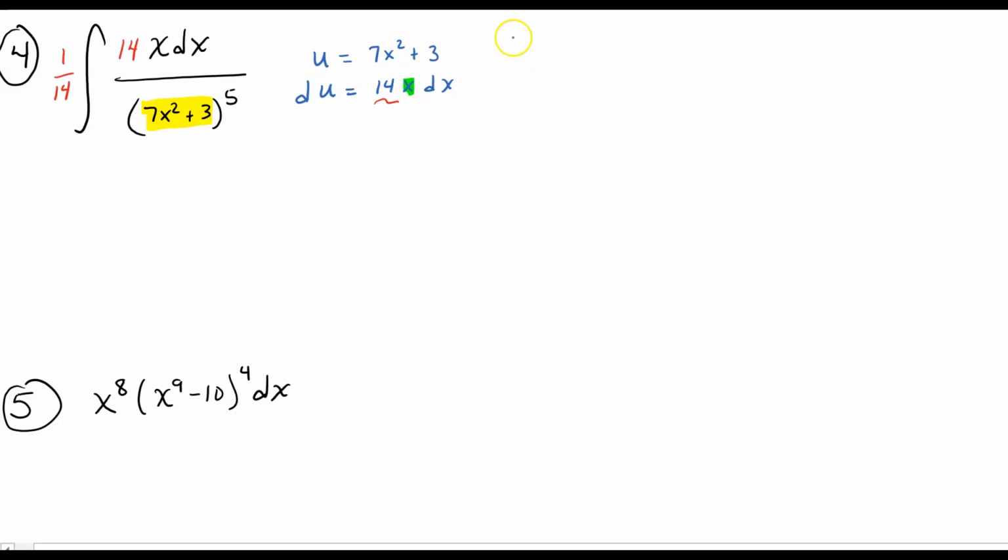And so now I'm going to rewrite this a little bit. Let me go ahead and maybe write it over here off to the side. I'm going to write 1 over 14 first, and then I'm going to write my integral symbol here. I'm going to write 14x, and then I'm going to write what was in the denominator, 7x squared plus 3 to the negative 5th power, because I want to bring it up to the top. It makes it a little bit easier to integrate here.